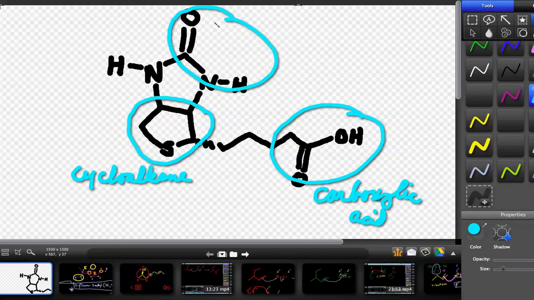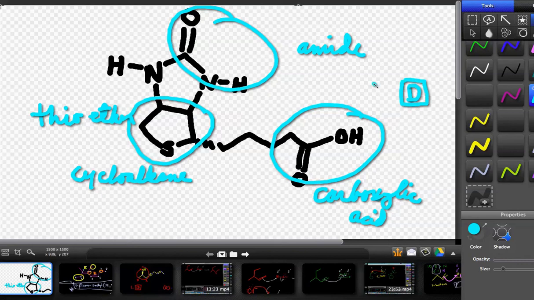You have an amide. You also have a carbon-sulfur-carbon bond. That's better known as a thioether. Remember, thio means sulfur. So the answer that best sums up these functional groups is answer choice D. So D is the credited response for number 5.